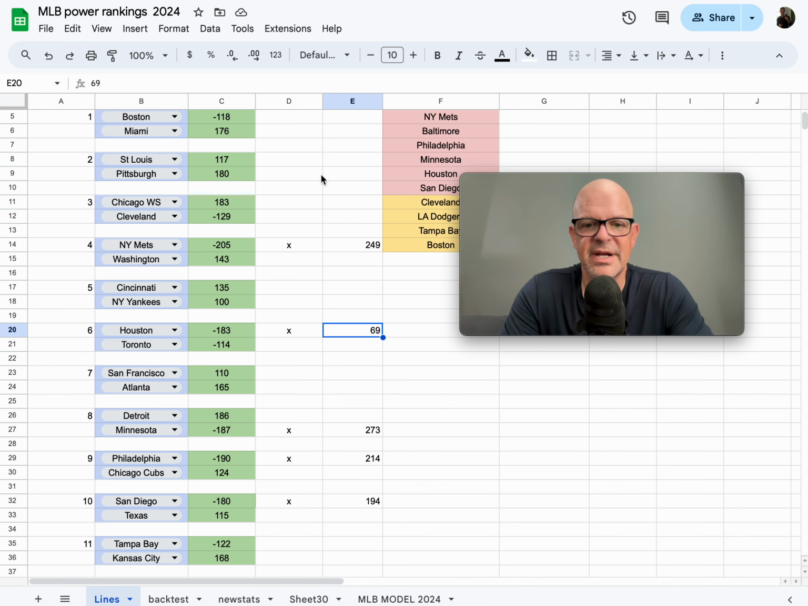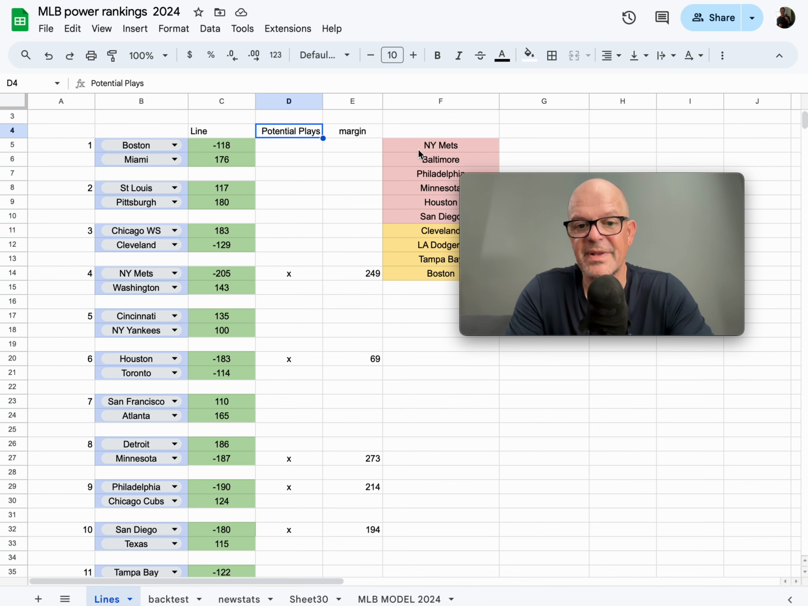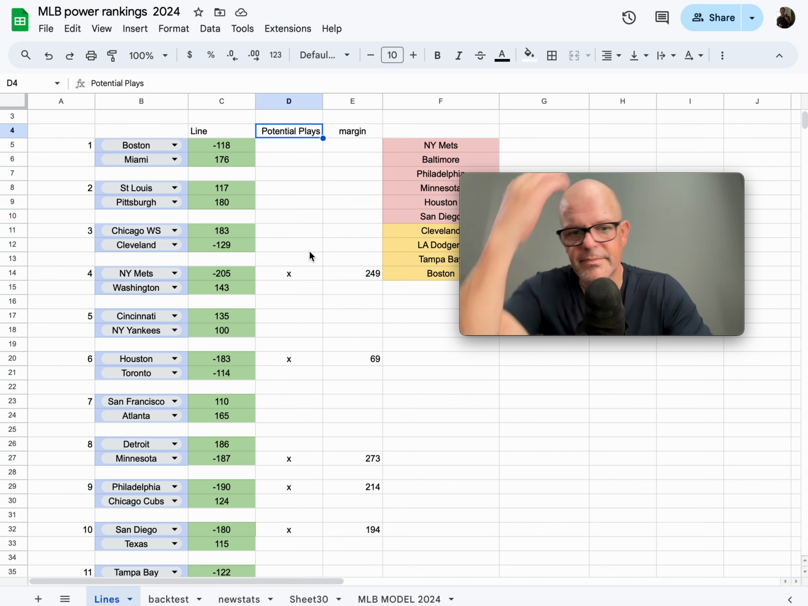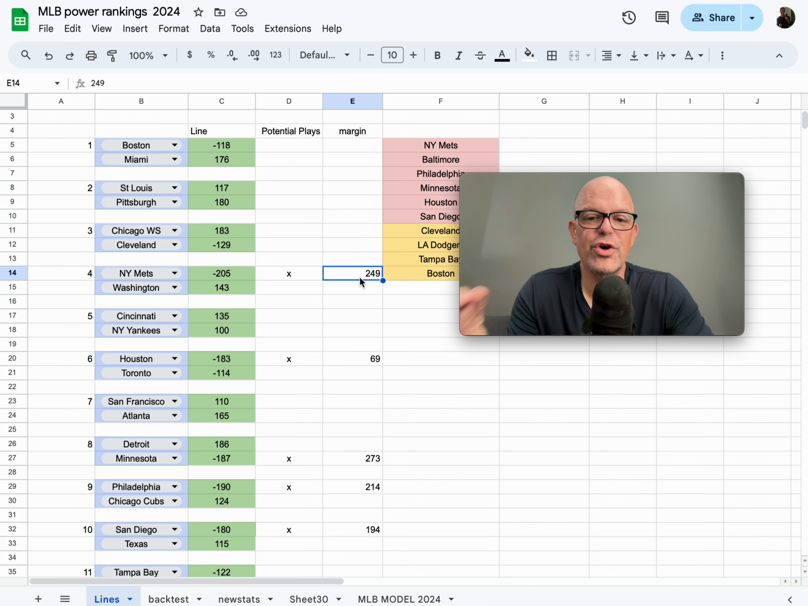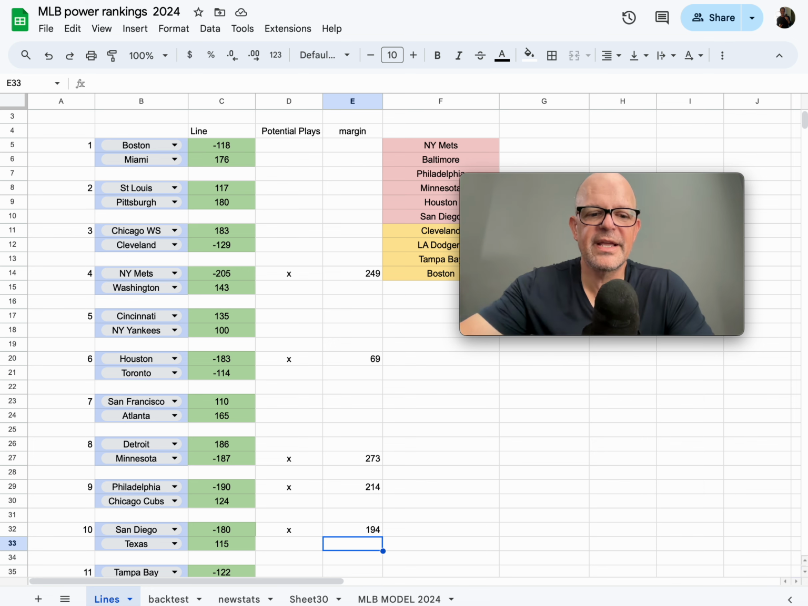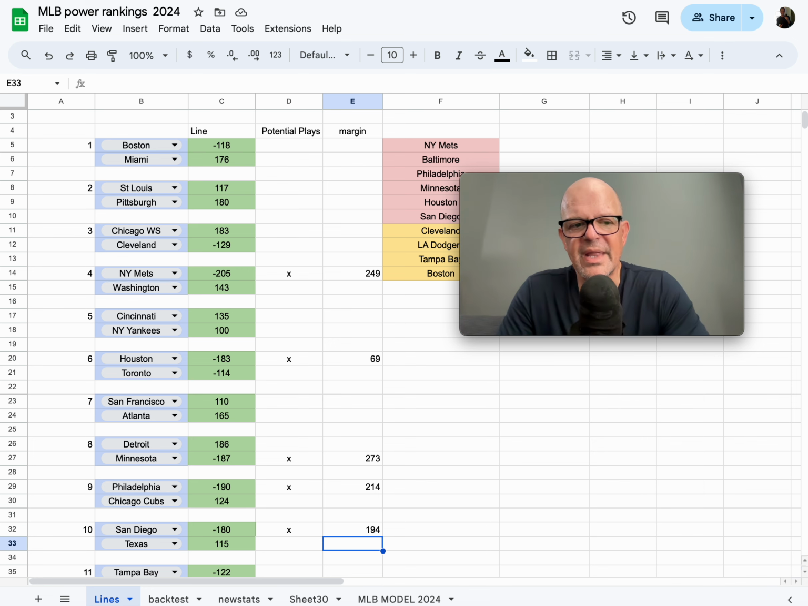Like you can see here, and again, I'm not going to change my model because this has been very successful just playing these top 6 teams. But what you could do is say, okay, I need to have at least a 200-point margin in order to have a play. So then yesterday you would have passed on Houston and you would have passed on San Diego. Instead of going 4-2, you would have gone 4-0. So understanding the margin concept can significantly improve your handicapping.